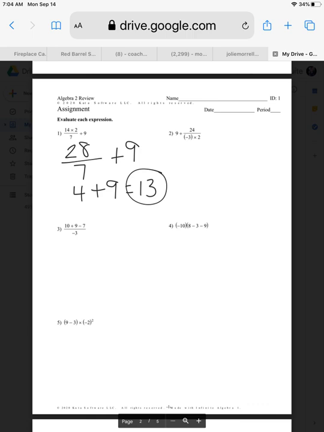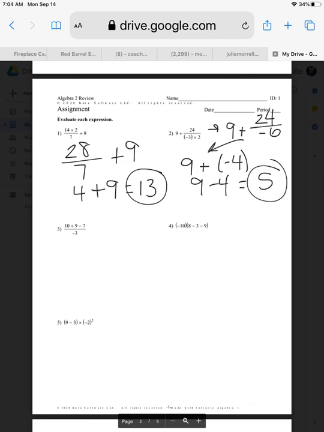Okay, number 2. The first thing you're going to do is multiply on the bottom, okay? So our problem's going to look like this. Negative 3 times 2 is negative 6, okay? Then what you're going to do is divide first. So 9 plus 24 divided by negative 6 is negative 4, okay? So what this really looks like is 9 minus 4, which is easy, 5. Okay, on to the next.